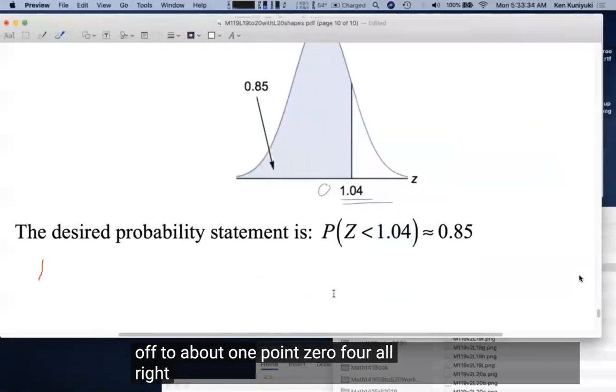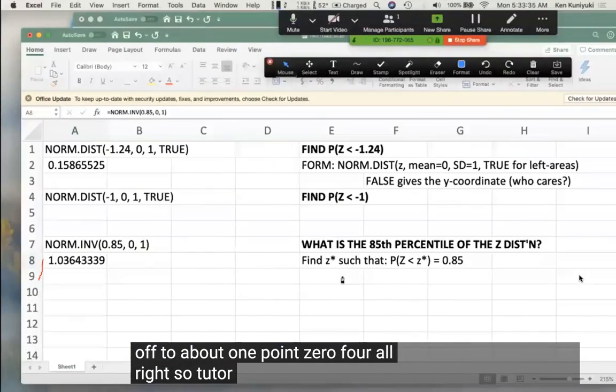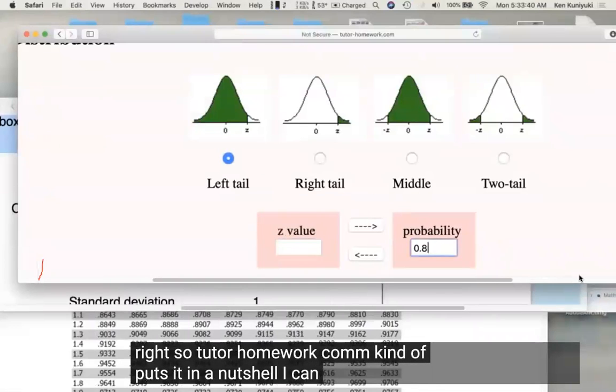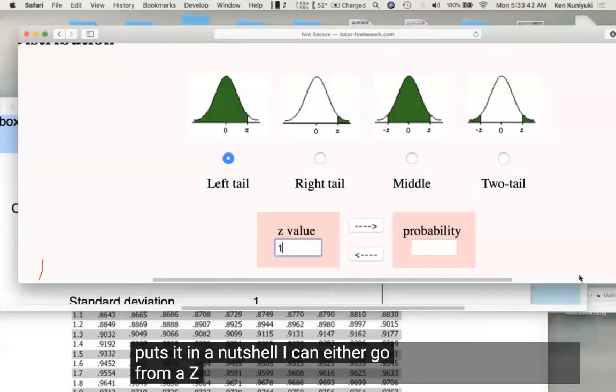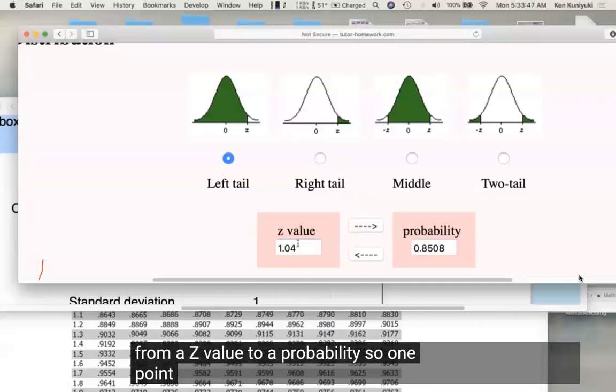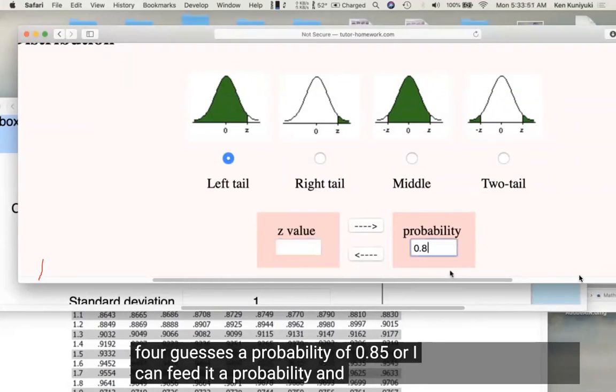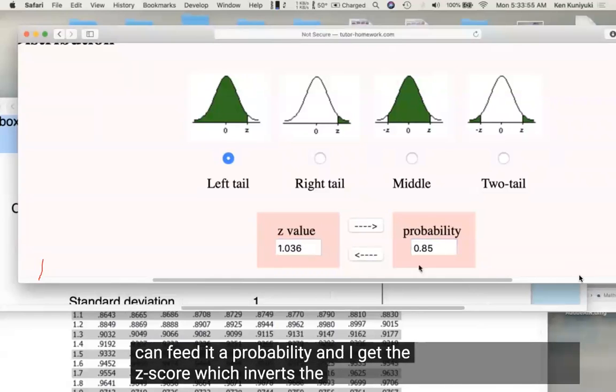All right. So tutorhomework.com kind of puts it in a nutshell. I can either go from a z-value to a probability. So 1.04 gets us a probability of 0.85, or I can feed it a probability and I get the z-score, which inverts the previous problem.